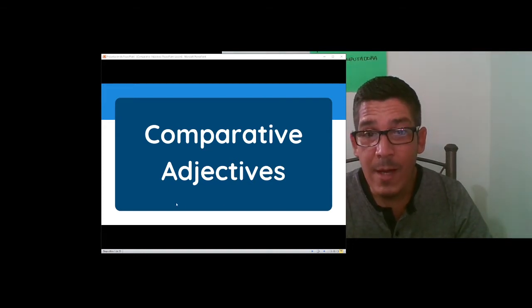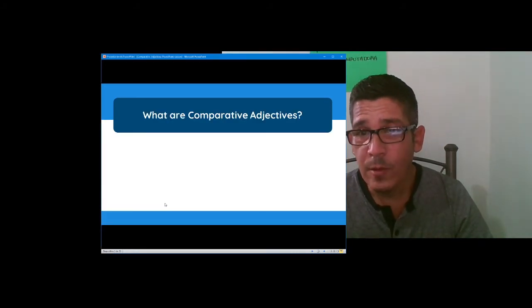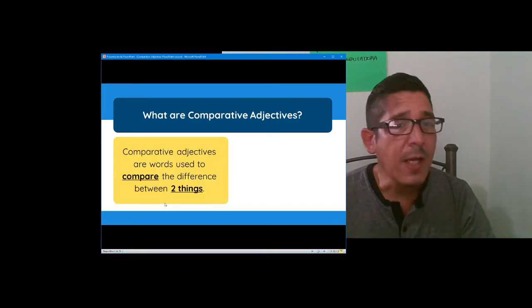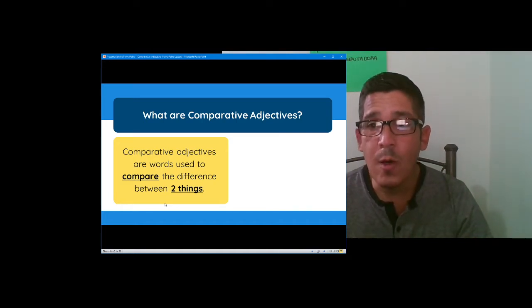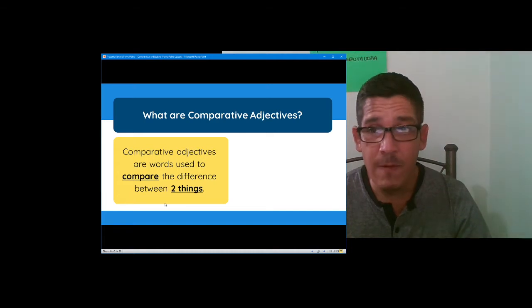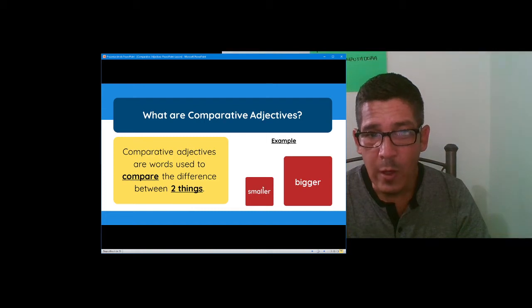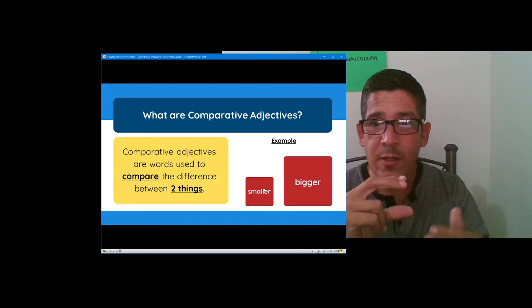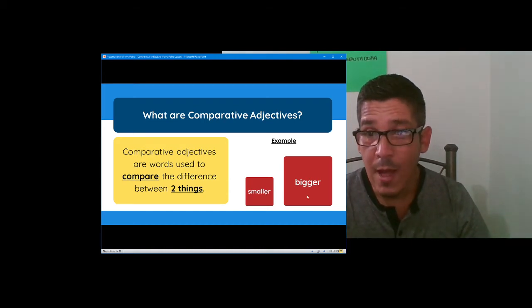We are going to work on Comparative Adjectives and Superlative Adjectives. So let's start with this. First of all, what are comparative adjectives? Well, comparative adjectives are words used to compare the difference between two things, two objects, two animals. Okay, the differences. For example, this square is smaller, and the second square is bigger. So you have smaller and you have bigger.